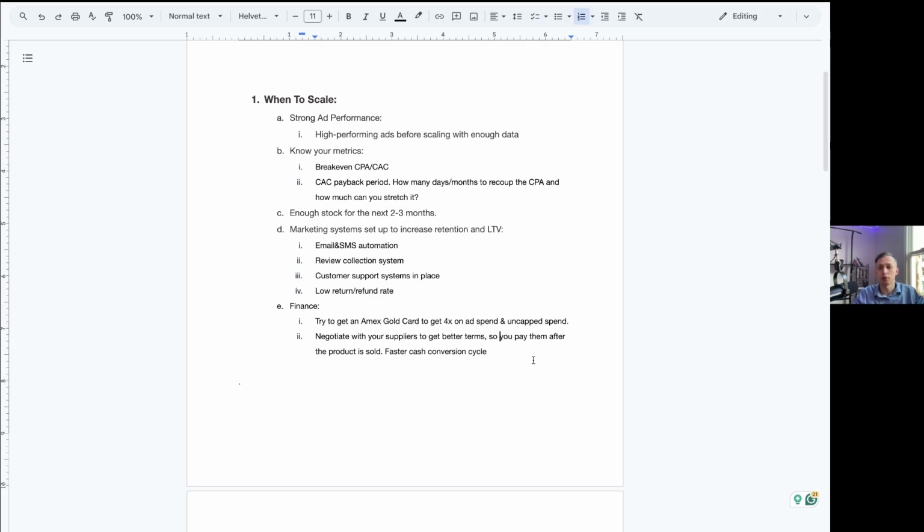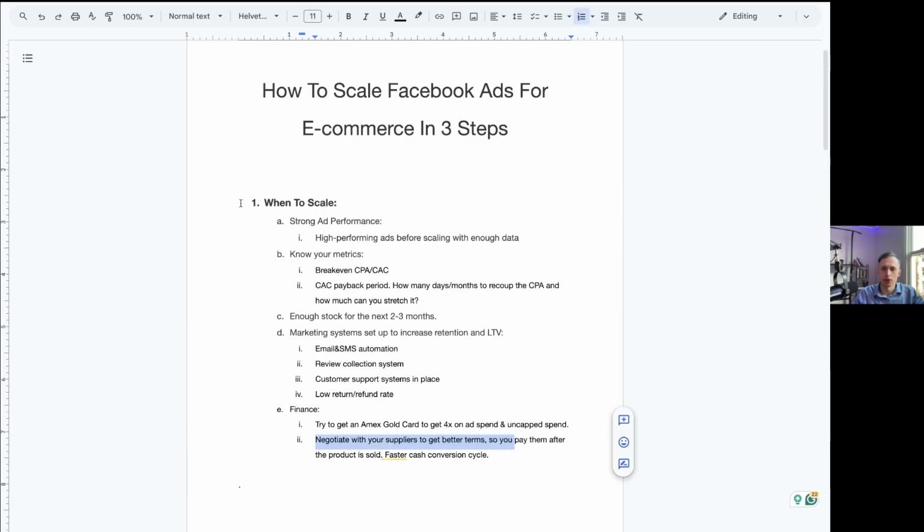So maybe you can pay them once the product is sold, or pay them once the product is delivered, so you don't have to pay them before it's delivered, before it's even sent out. So that's gonna give you that faster cash conversion cycle. I think Coca-Cola or Pepsi have a negative cash conversion cycle. So that means like they get money 30 days before they actually spend the money on everything, right? So that's very good. So that's one piece, right? So that's when to scale.